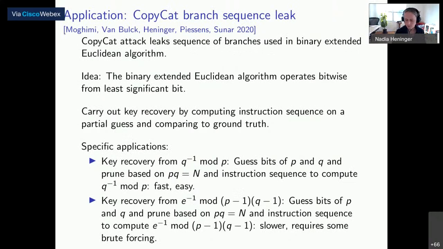Another example of using this kind of implicit information that arose recently was in the copycat attack. This was joint work with Daniel Mogini and Johan Wilk and Frank Piesens and Berk Sunar from this year. I won't go into all the details of the attack, but the effect of the side channel was that you could observe the sequence of branches that was executed in the code.